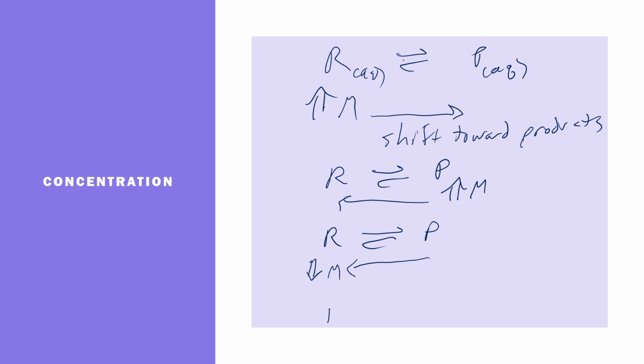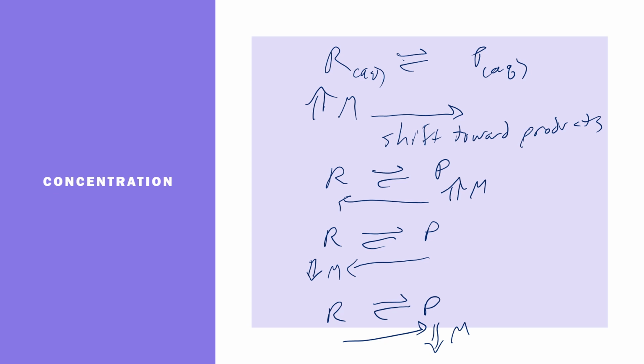And then our final example, if we have our reactants and products, if I were to decrease the molarity of the products, again, you can do this by adding something that binds it up, or if you are physically taking it out, now you don't have enough products, that's our stress, so we need to make more products by shifting towards the product side. And so that's how concentration affects it.